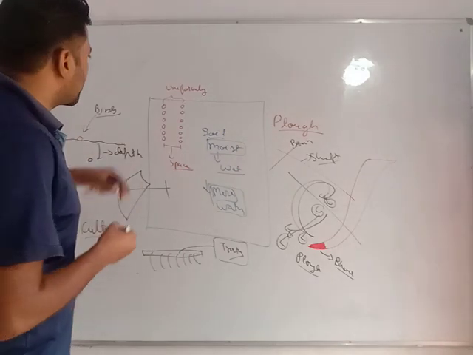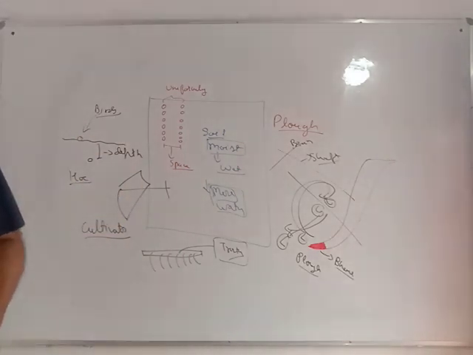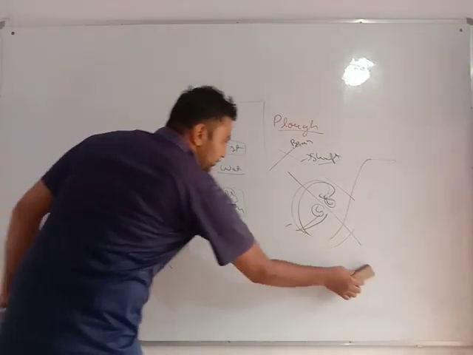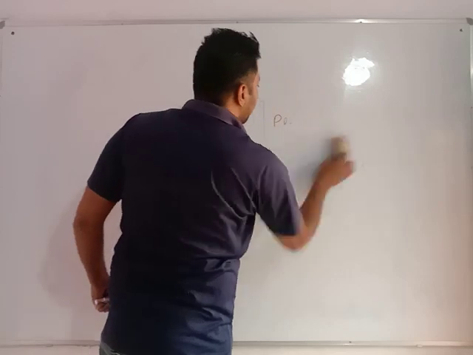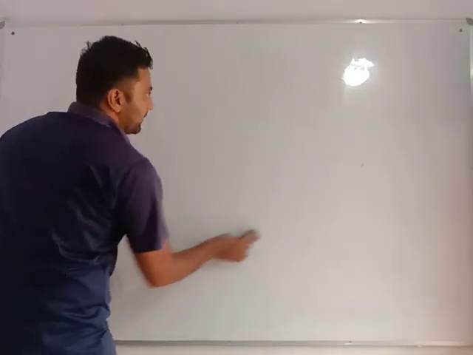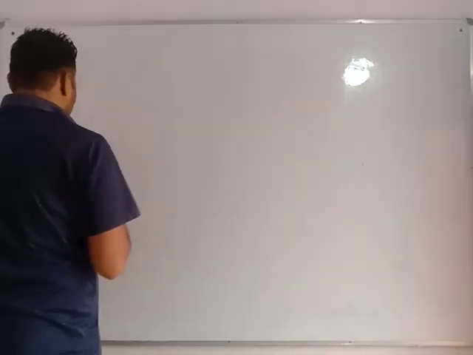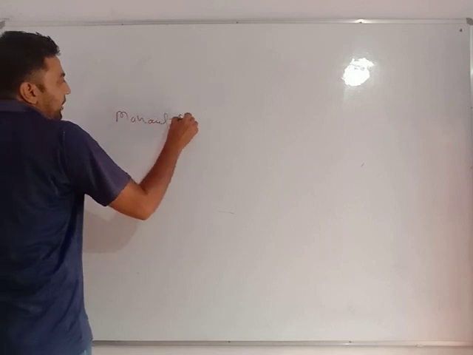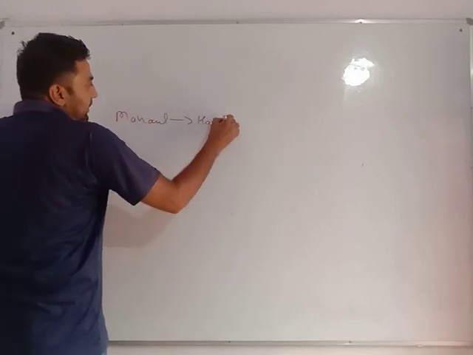So even for sowing, we require instruments. Sowing can be done by two methods. If you are having a small field, you can do sowing by hands. First one is by manual methods, that is by hand.